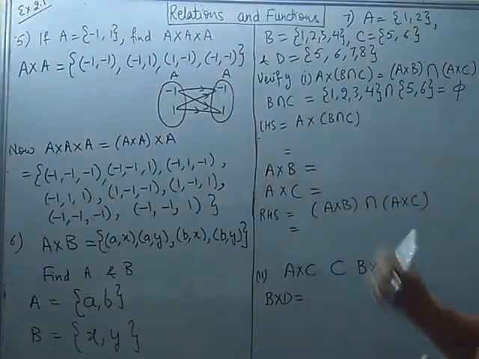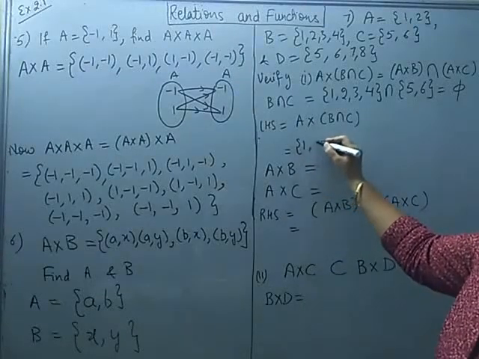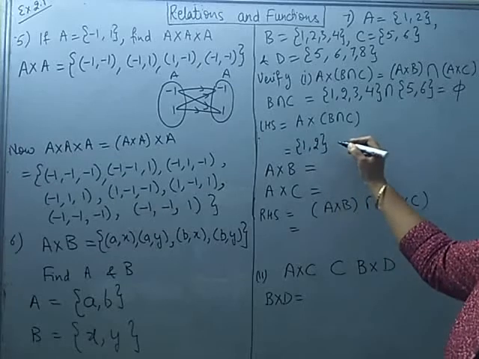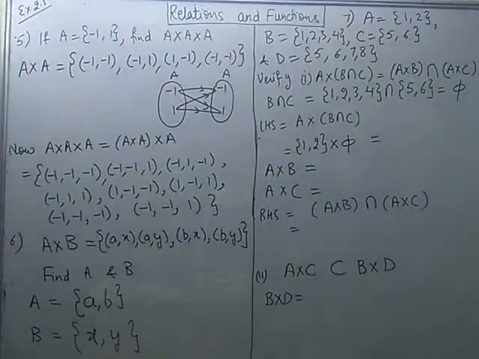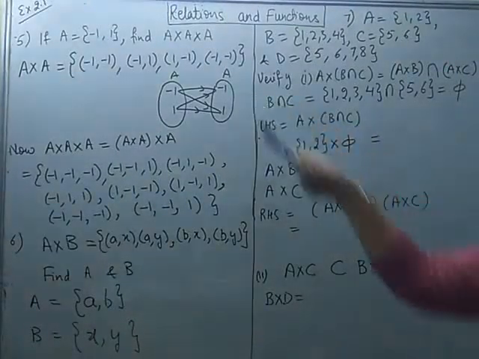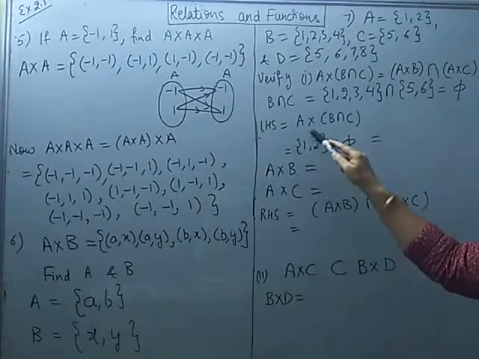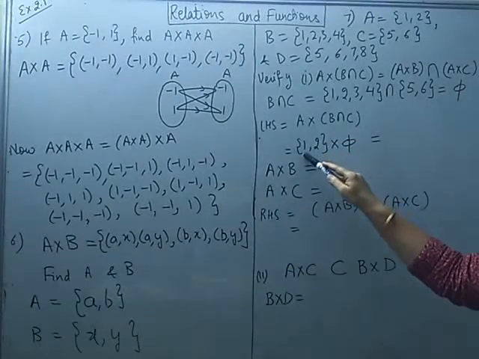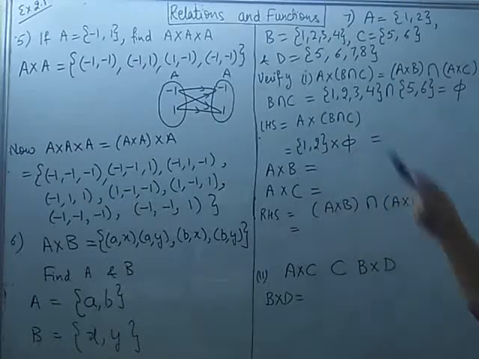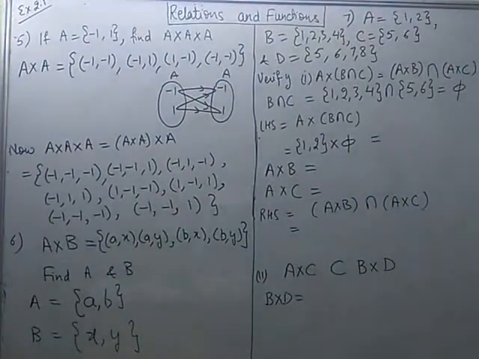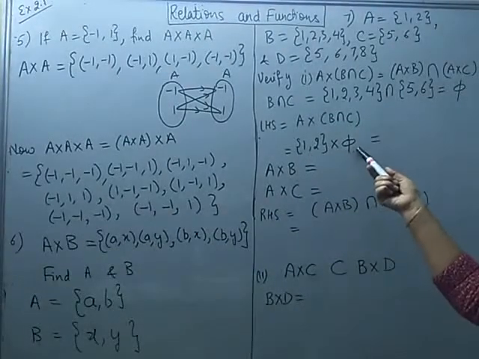Left hand side talks about the Cartesian product of A. A has elements 1 and 2, and we need its Cartesian product with the null set. See how do we write a Cartesian product? You can see the previous question. For that we make all possible pairs of the elements of the first set with the elements of the second set. Here the second set is a null set, so there is no pairing possible. We don't have any element here.